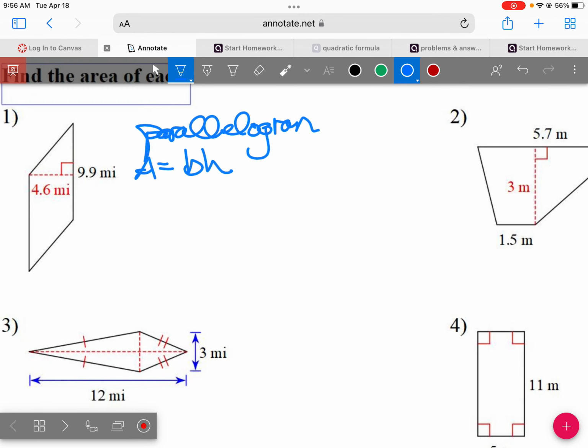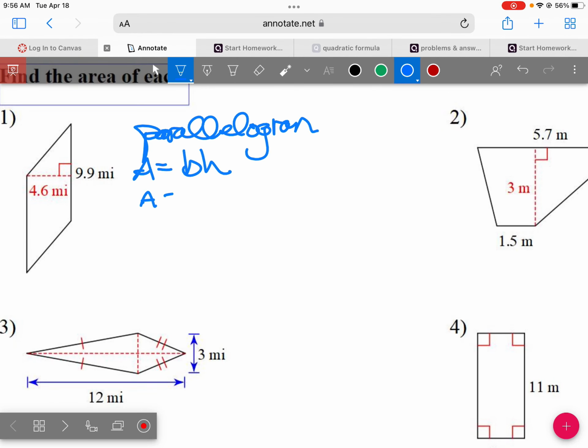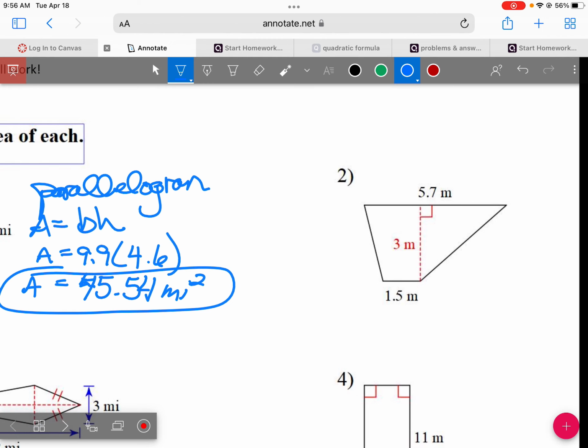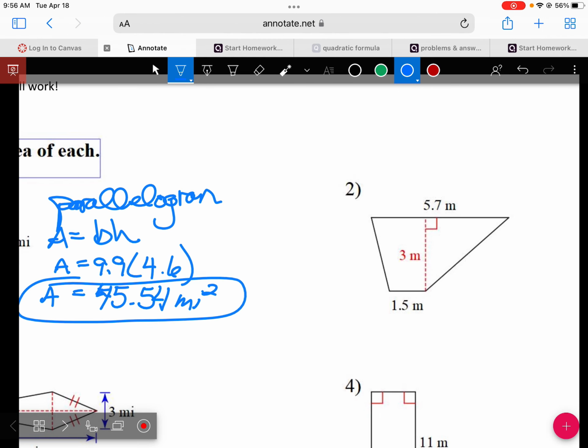Yeah, no more stuff, guys. Base times height is 9.9 times 4.6. I set this up for you yesterday, and the answer is 45.54 miles squared. Yeah, I got that answer. I am going through these very quickly, guys. No talking. I'm going to go through these very quickly.